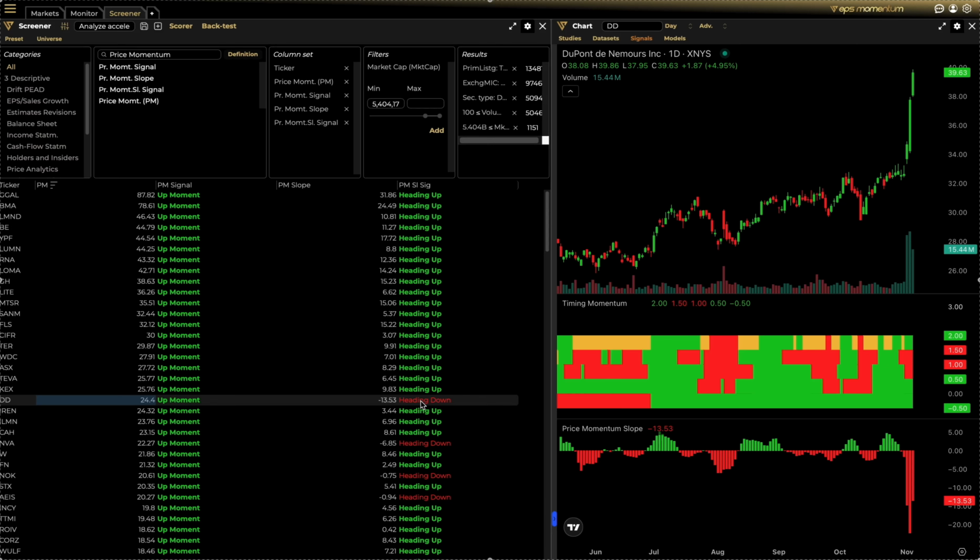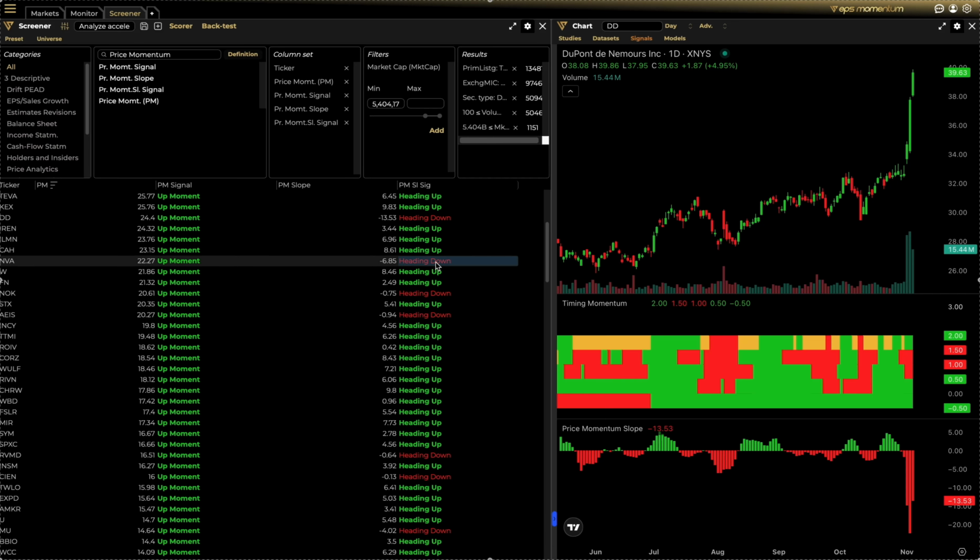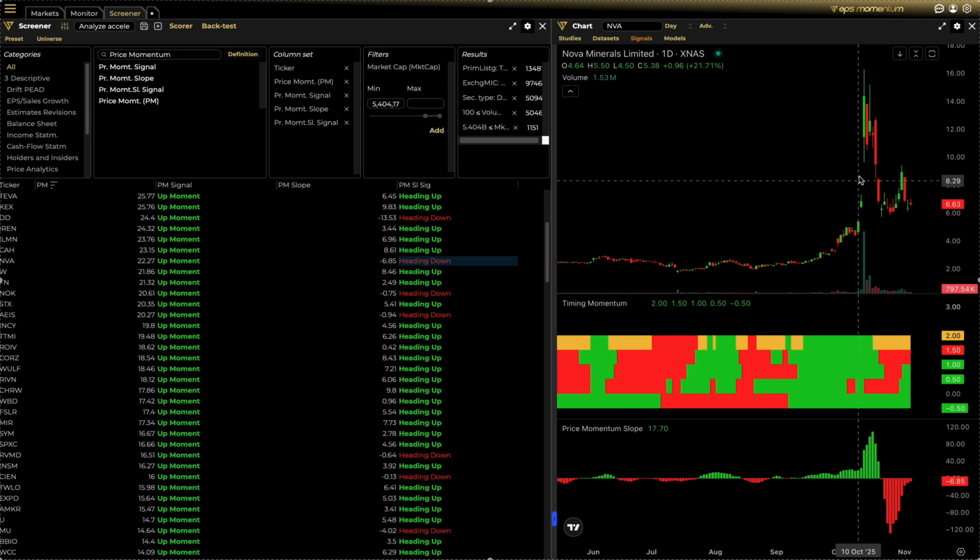But the price momentum slope is negative, around minus 13.53, and the price momentum slope signal indicates heading down. That means the stock had a strong move earlier, but now its momentum is starting to fade. Remember, the slope represents the direction and strength of the regression line, a key indicator of acceleration. That's how you can quickly identify whether momentum is accelerating or starting to decelerate.